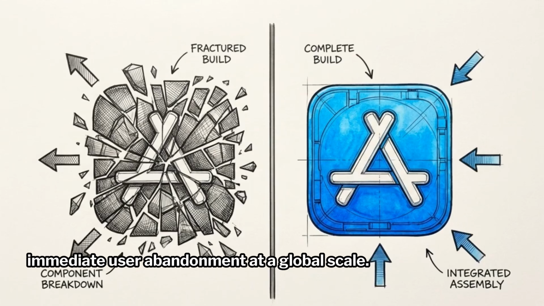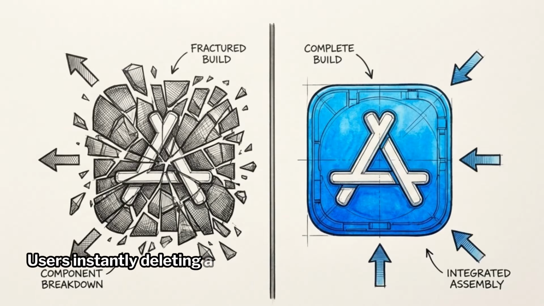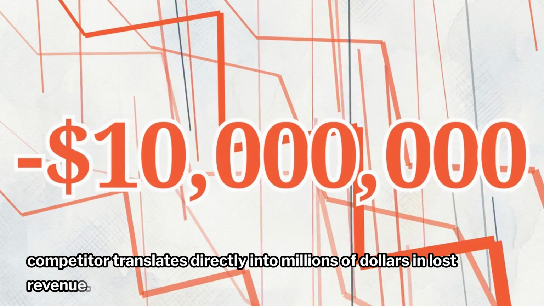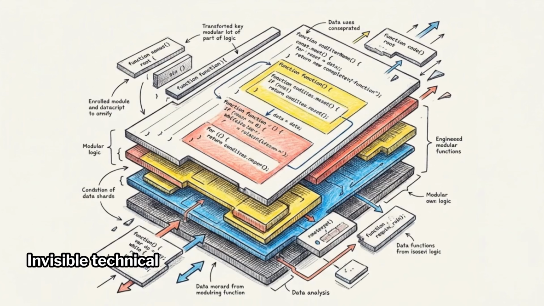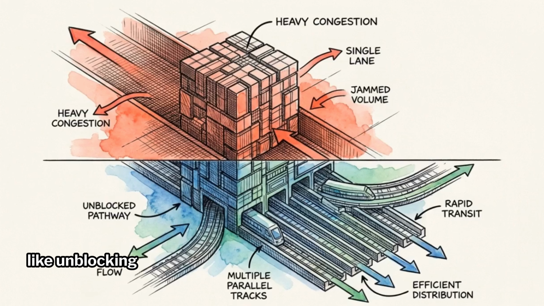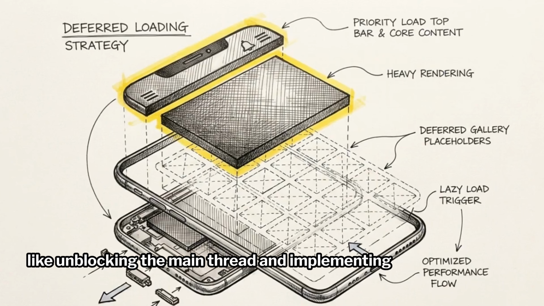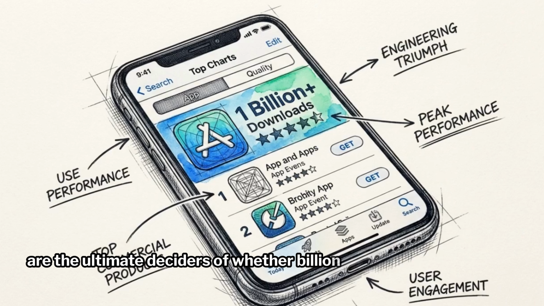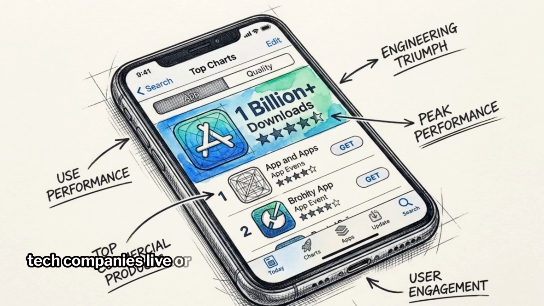At a global scale, users instantly deleting a slow app to download a faster competitor translates directly into millions of dollars in lost revenue. Invisible technical architecture choices, like unblocking the main thread and implementing lazy initialization, are the ultimate deciders of whether billion-dollar tech companies live or die.